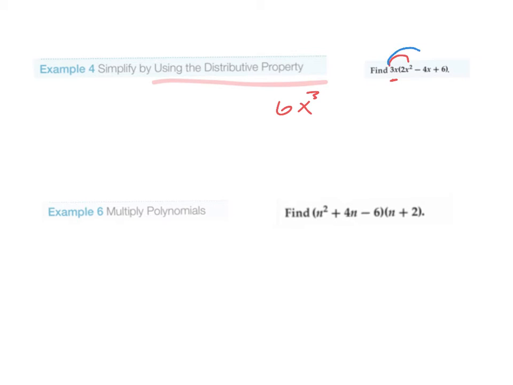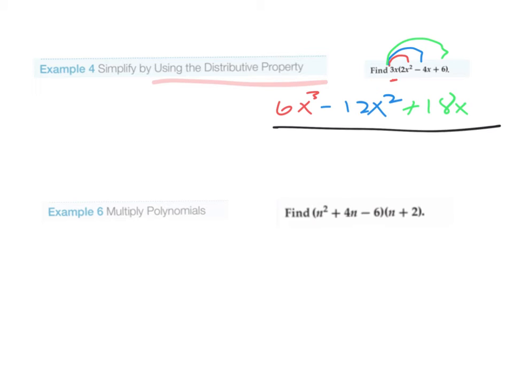Then if I take the 3x times the minus 4x, I get a minus 12. And then x times x is x squared. And then I do my 3x times the 6, which is 18, and I have just 1x. So now my answer has different terms, so I can't add any of those, but if any of them were like, I would add them, but since I can't, that is my answer.